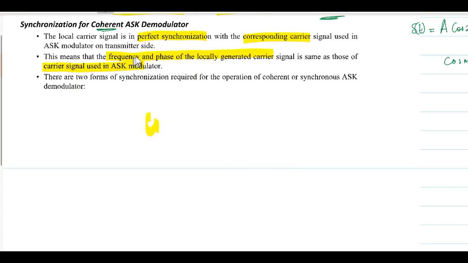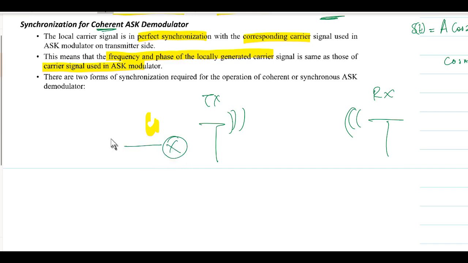It means that there is perfect synchronization of the carrier signal used in the ASK modulator on the transmitter side. So what exactly I said, if this is our transmitter, and this is our receiver, this is TX, this is RX, and here we are talking about a carrier. This is our product modulator. This is our incoming bits, or the encoded signal. This is the unipolar non-return-to-zero encoded bit stream, and here is the local oscillator.